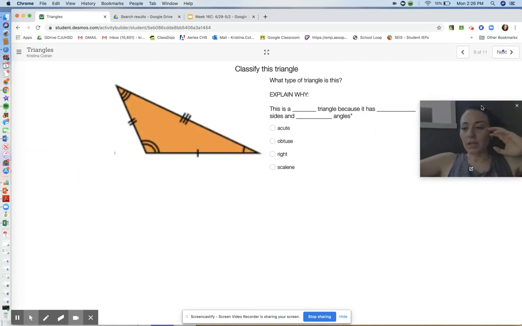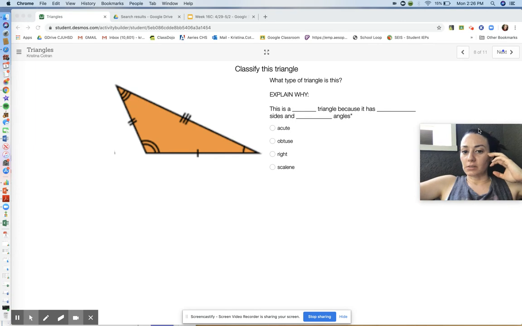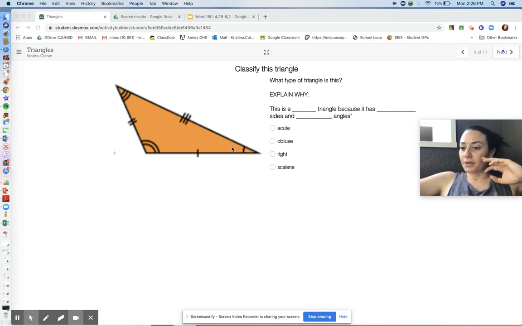Classify this triangle. What type of triangle is this? So you see this triangle here. It has some interesting congruency marks. If you look at the sides, it has a little 1, and then 2 hash marks, 2, and then how many do you see? 3. And then when you look at the angles, same idea, right? You have 1, 2, and 3. So if it has 3 different lengths of the sides and 3 different lengths of the angles, we actually call this a scalene triangle.